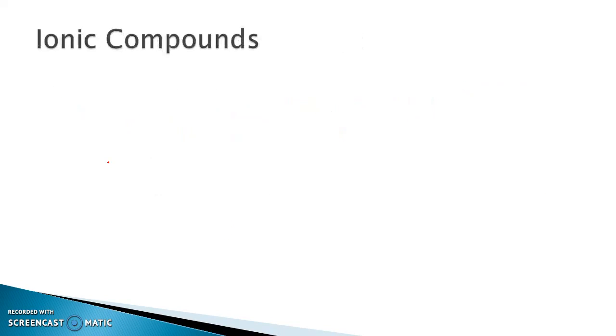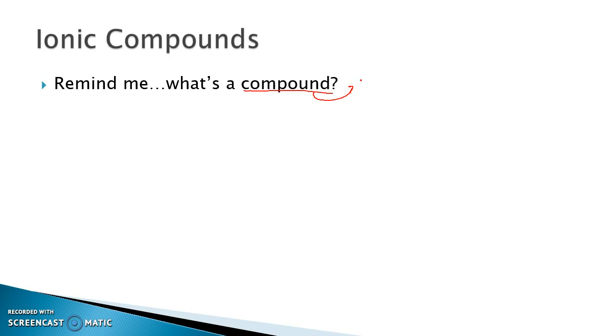Our first one, ionic compounds. You might already be able to guess where this is heading. But hopefully you're thinking back all the way to chapter 2 when we talked about compounds. So compounds are multiple elements, at least 2, but could be more. For us right now, we're going to only focus on 2 at a time, but multiple elements that are chemically bonded together.